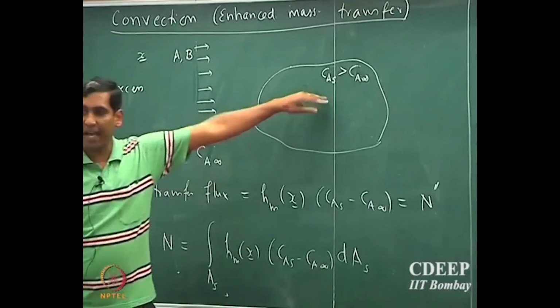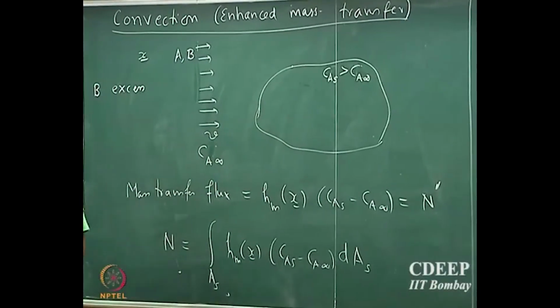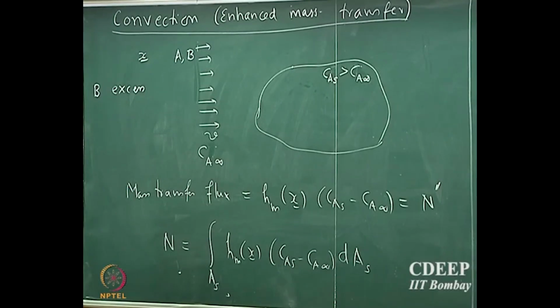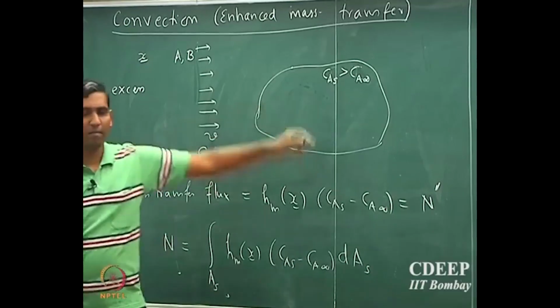So what is CAs? Is it a measurable quantity? Remember that when we discussed heat transport, we said that Ts and T infinity are measurable quantities. Is CAs a measurable quantity?